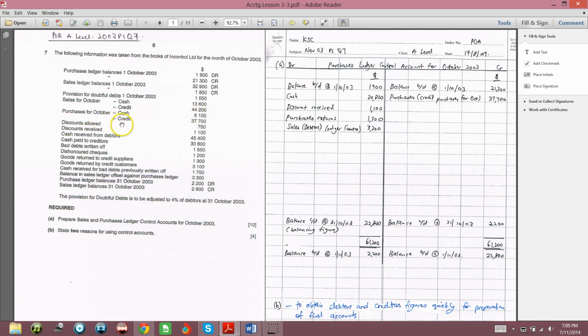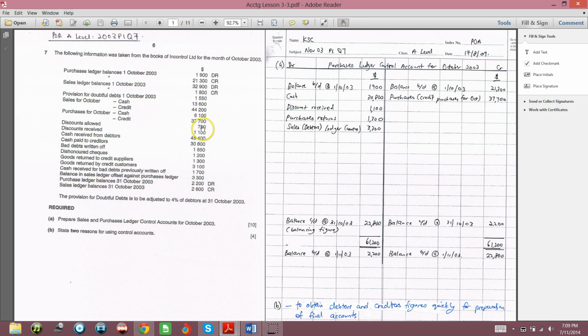Purchases for October, credit purchases. That means we buy from them on credit. If we buy from them on credit, we will owe them more money, so we put it on the credit side. This one is purchases, so I put in brackets credit purchases for October, this figure.